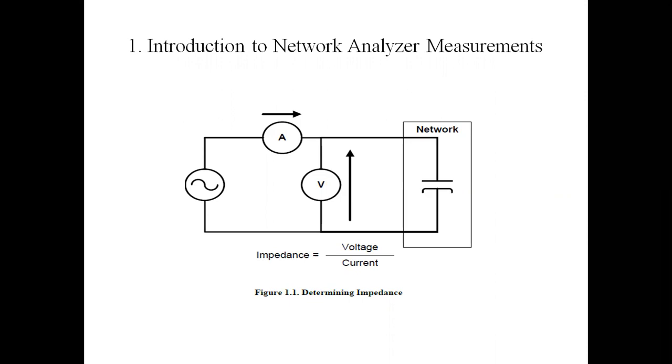Now here you can see a diagram on the screen. In its simplest form, a network analyzer is an instrument used to measure impedance. At lower frequencies, you can measure impedance with relatively simple tools, including a sine wave generator, a voltmeter, a current meter, and a calculator. Using these tools, you can measure a ratio between voltage and current, and you can calculate the resulting impedance, as you can see here in the diagram.